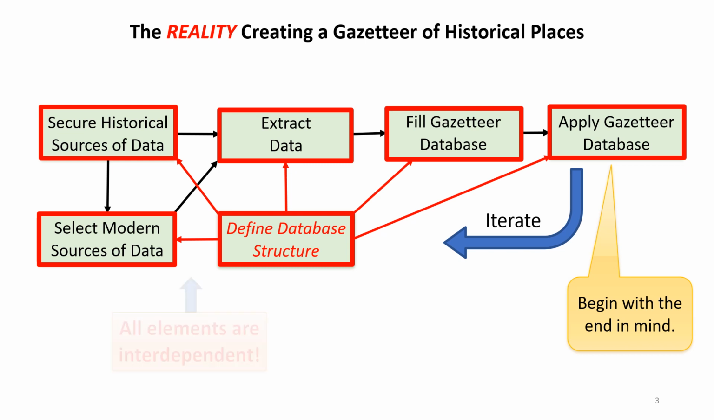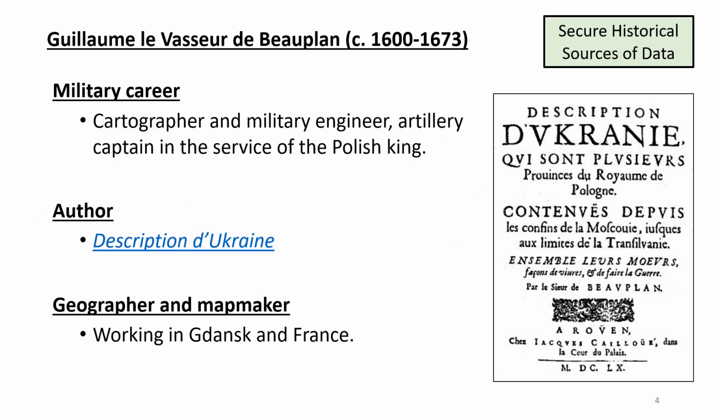Note also that all of these elements are interdependent and that decisions and changes to each element at any point in the process can be expected to impact other elements. The first step in preparing a gazetteer of historical places is to secure sources of historical data.